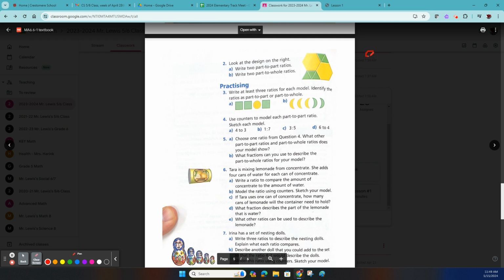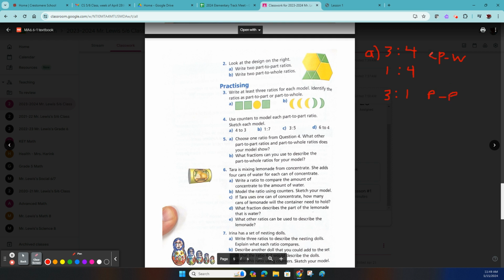Okay, so for A, I'm going to label my work. Let's go part to whole first. I've got 3 squares to 4 shapes total. Then I'll go 1 circle to 4 shapes total. These, of course, are part to whole. And then I'll do 1 more. I'll go squares to circles. So we've got 3 squares to 1 circle. Okay, and that's part to part.